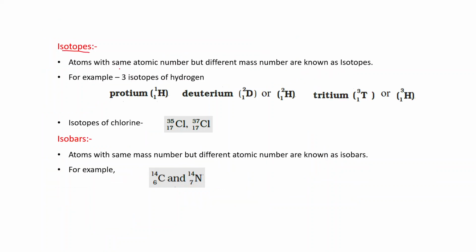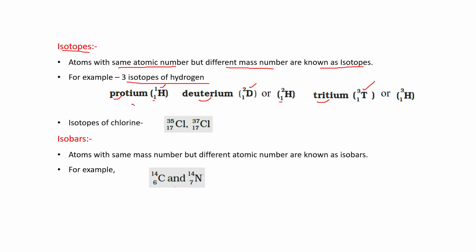Isotopes. Atoms with same atomic number but different mass number are known as isotopes. For example, 3 isotopes of hydrogen: protium, deuterium and tritium. This is 1H1, deuterium is 1D2 or 1H2, tritium is 1T3 or 1H3. This 1 is the atomic number. We can say atomic number is same but mass number is different. Protium is 1, deuterium is 2 and tritium is 3. And this mass number differs because of number of neutrons.